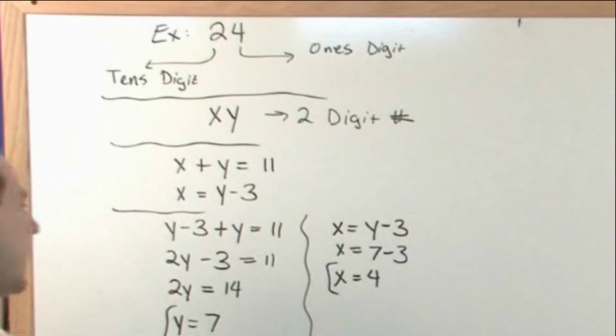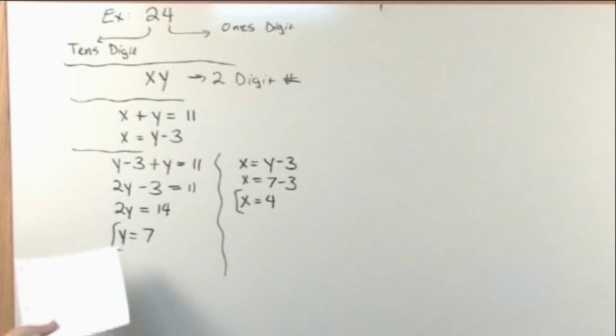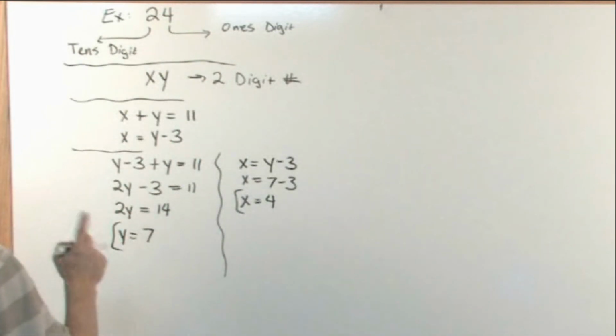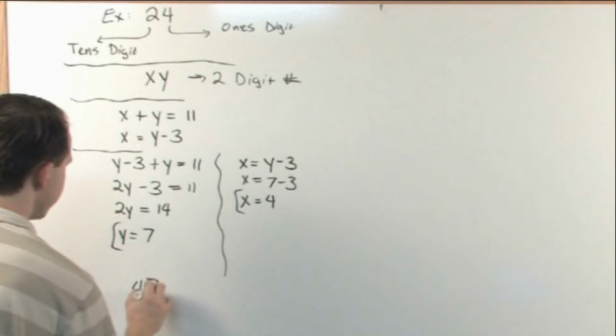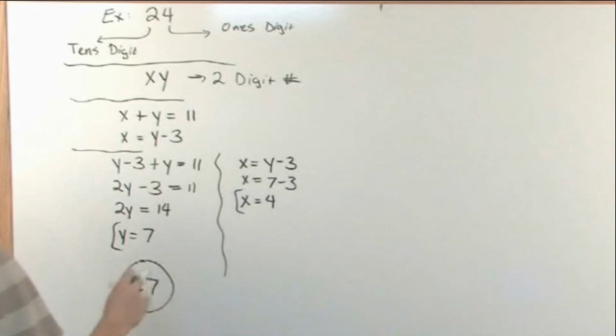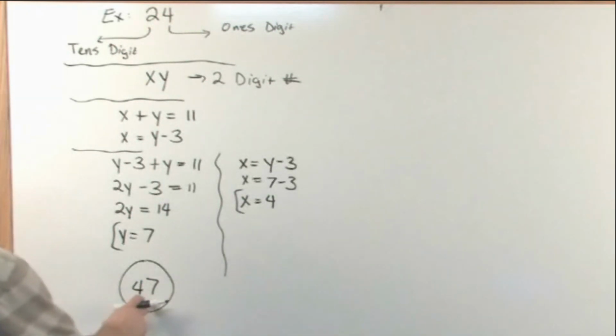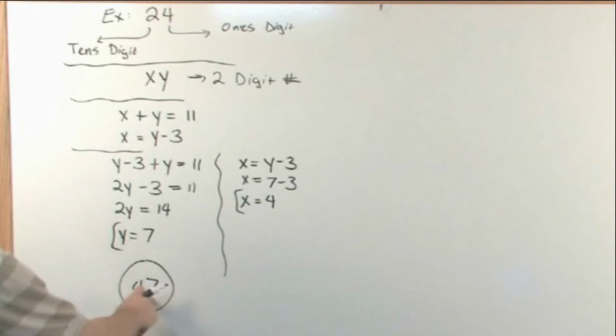Okay, so now that we know that x is 4 and y is 7, let's construct our big number, because that's what we were asked to do. That would be 47. So the actual answer is 47. Now let's check and see if this is right, because we can always check. The sum of the digits of a two-digit number must be equal to 11. 4 plus 7 gives you 11.